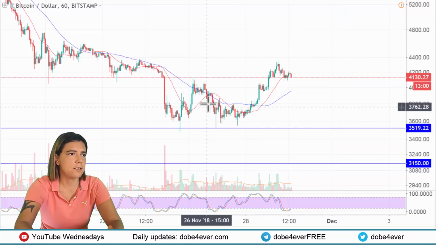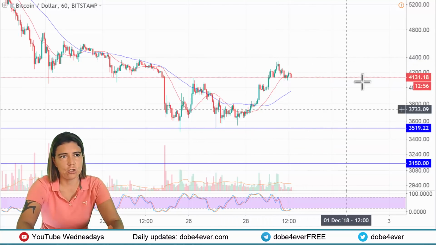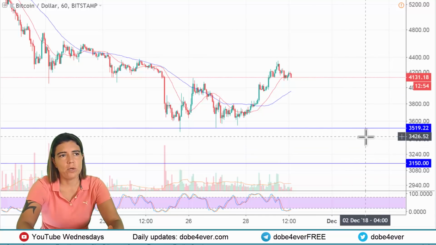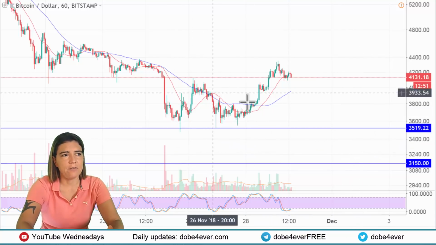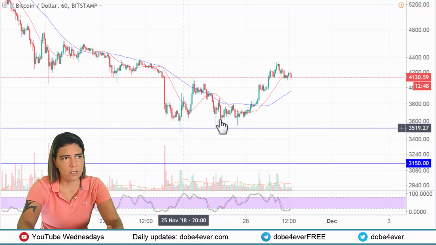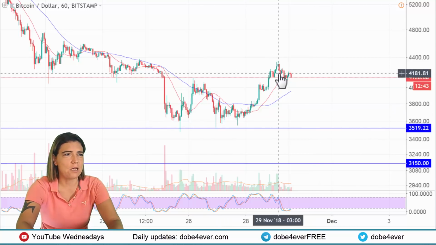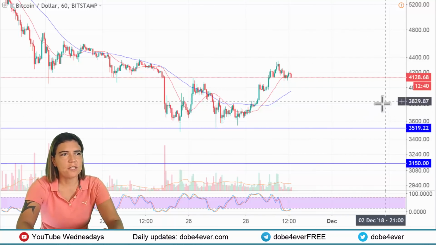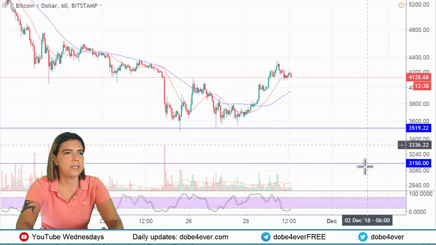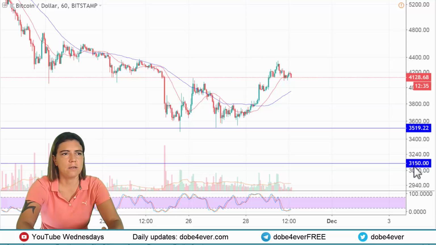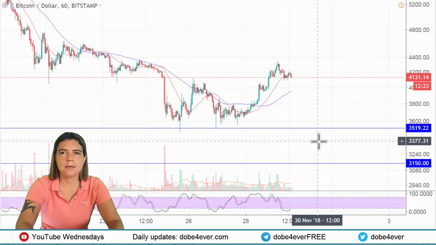Another possibility as well is that it goes back down here and continues to consolidate at the 3.5K target. We already had a double bottom here, and if it comes back down all the way to this level again, then I would assume consolidation at this level, and then eventually at some point a breakdown to make the target at 3,150. I expect a real bounce at 3,000 or 3,150, because this is the level of very, very strong moving averages.